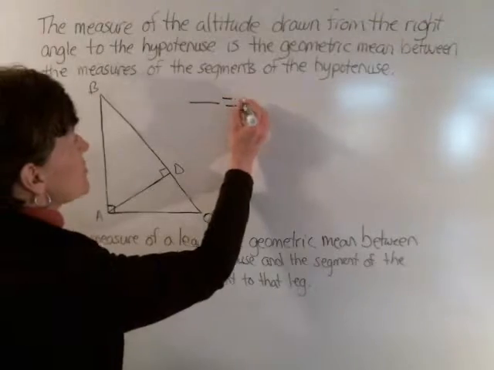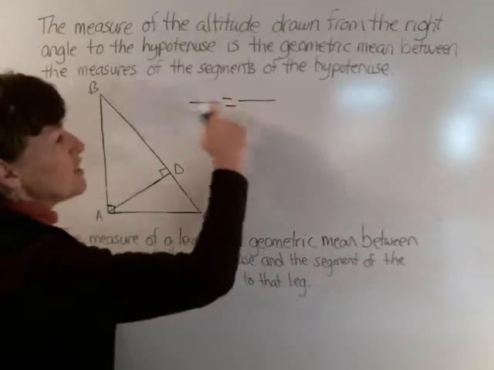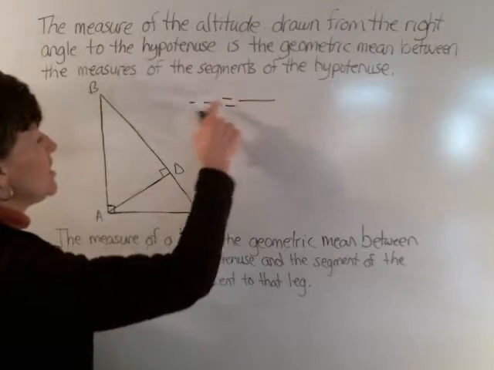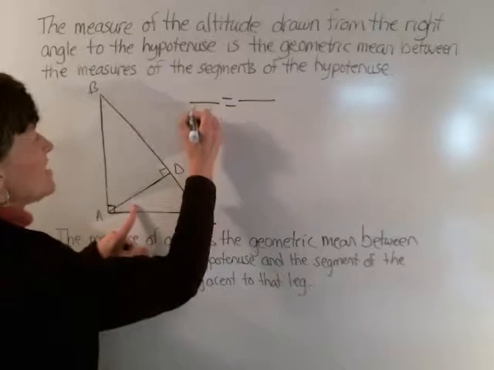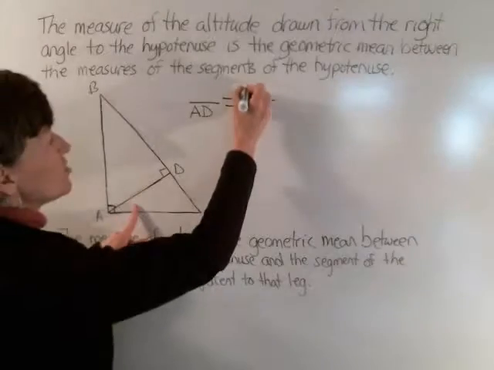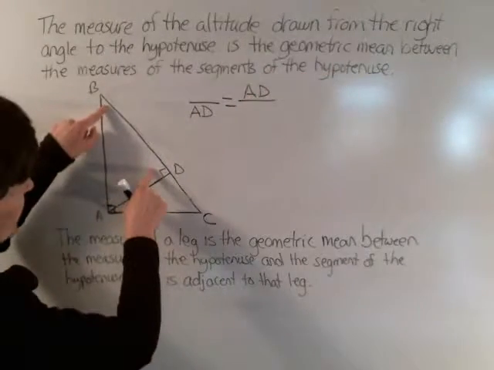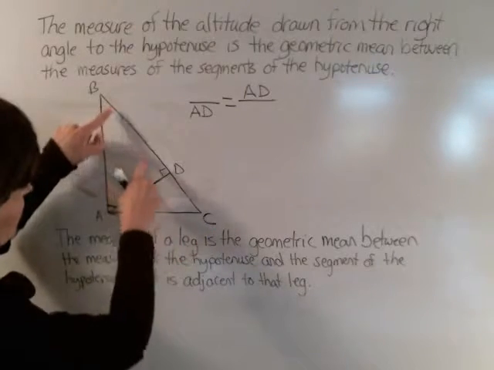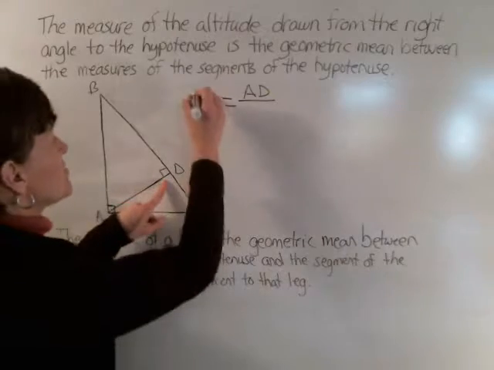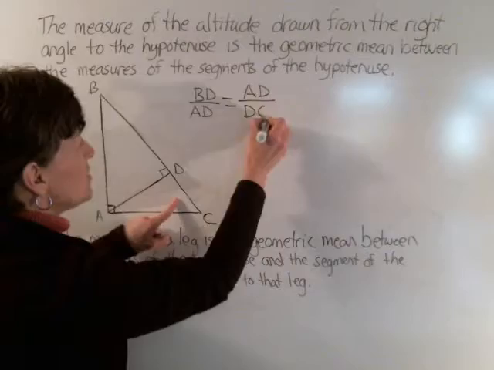Well, when you write that statement in proportional form, remember that the extremes were here and the means were here. Well, the geometric mean is going to be what I put right here. So we're going to put AD, because it says the altitude, which is AD, is the geometric mean between the measures of the segments of the hypotenuse. Well, BD and DC are the segments I've created with that altitude. And so one of those segments, we'll put BD, goes here, and the other one goes here.